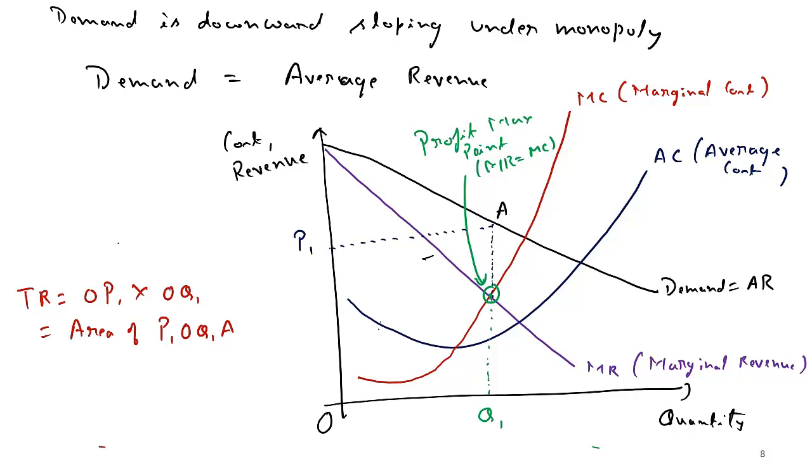How much profit will they be making? Again, we'll be figuring out the average cost. If you remember, in this case, the average cost would be wherever Q1 hits your average cost curve. Let's call it B, and let's call this point C. So total cost would be OB times OQ1, which is equal to the area of BOQ1C.